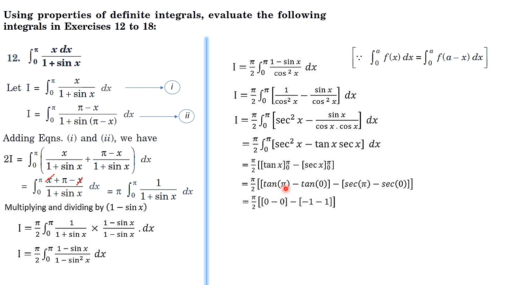That is pi by 2 into tan pi value is 0, tan 0 value is also 0, minus sec pi, which is minus 1, and minus sec 0, which is 1. So the sec pi value we should know; if you don't know, just write and keep that sec pi value is minus 1. So when you do the first bracket fully, it is 0 minus 0 is 0, and only the second bracket is there, that is minus 1 minus 1 is minus 2. So pi by 2 into 0 minus 2, minus 2 is plus 2. So pi by 2 into 2, both 2's in the numerator and denominator can be cancelled. So the answer will be pi. So the answer for question number 12 is pi.